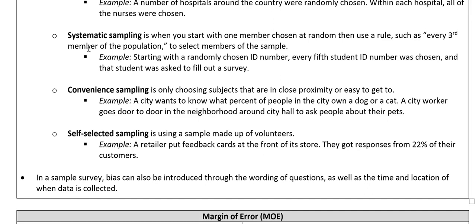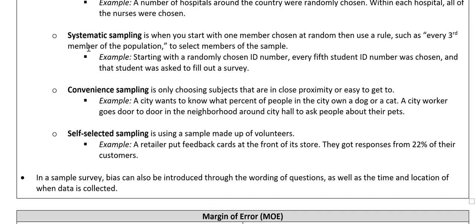They might look for every fifth person that walks by me, I'm going to ask them to fill out my survey, or every 10th person, or every 30, or whatever. Okay, so you're actually using a specific number rule to systematically select random people. Now, the other two, convenience sampling and self-selected sampling, these two are rarely bias-free.